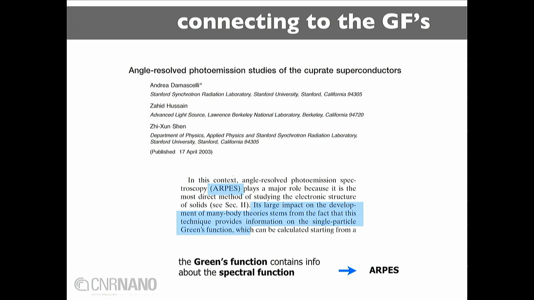So let me just conclude this first part about the theoretical picture of photoemission by taking a statement from this Reviews of Modern Physics article from Damascelli and co-workers that is talking about ARPES, and it kind of reverses the picture we may have. It says that ARPES has a large impact on the development of many body theories, just because it provides information on the single particle Green's function. It's an interesting perspective to me, since typically we think that we have the Green's function and then that can help understanding photoemission experiments. Here they say that the advancements in photoemission can actually help understanding what features you should get out of a properly defined Green's function. But the main point is that the two are tightly connected.